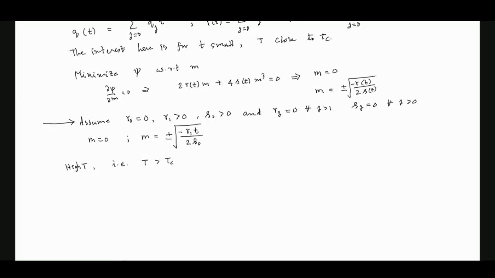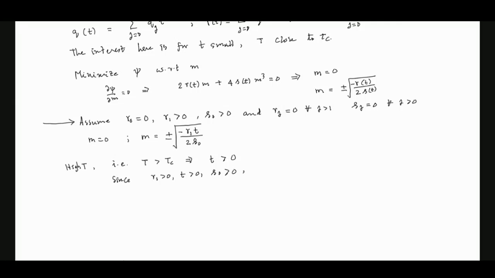Now T greater than Tc, this implies that your t is greater than 0, as T minus Tc is greater than 0. In that case, what happens? Since R1 is greater than 0, t is greater than 0, and S naught is greater than 0.